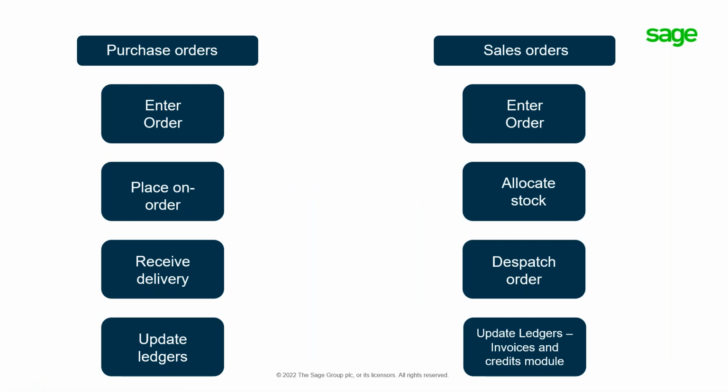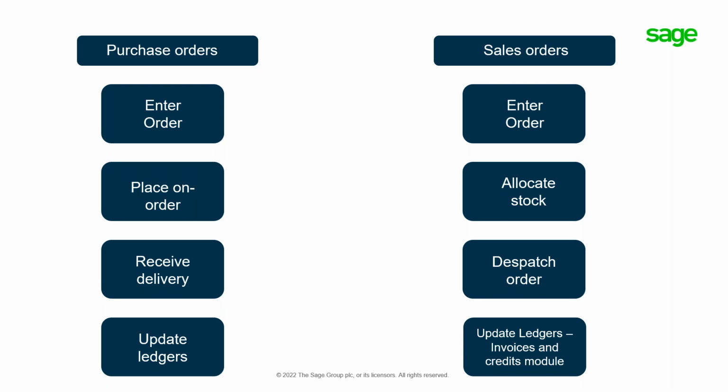what those processes look like. So when you're placing a sales order, first of all, you need to enter the order onto your sales order module. You then allocate stock to that order. And when you're ready, you dispatch the order. And at that point, it allows you to create that goods dispatch notes. Once the order is marked as complete, it would then create an invoice for you in your invoices and credits module.